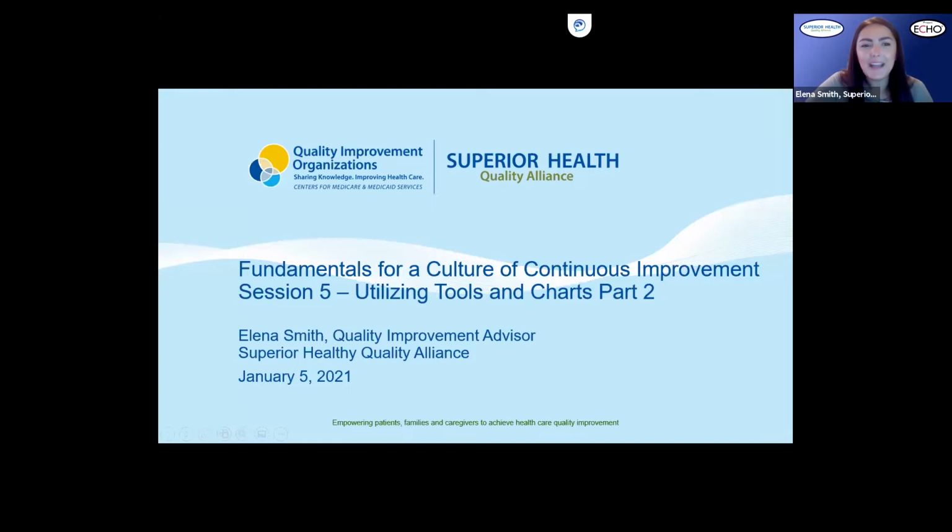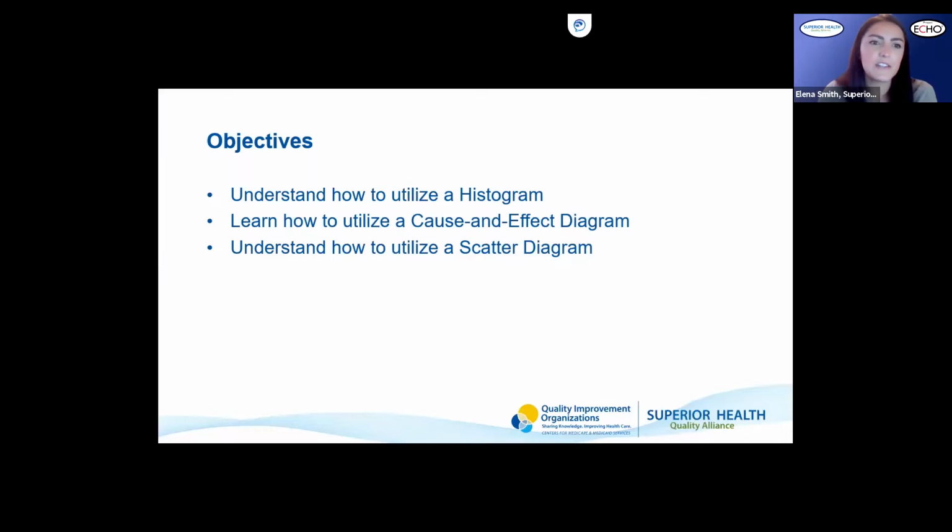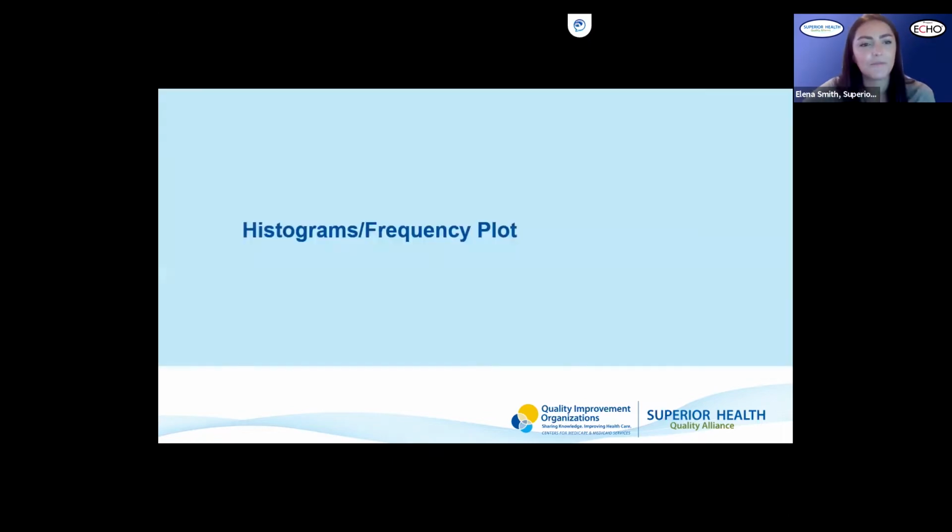Okay. So as Barb mentioned, welcome to Fundamentals for a Culture of Continuous Improvement, Session 5, where we'll have a continuation of what we talked about last week or 2 weeks ago on utilizing tools and charts. So today's objectives are to understand how to utilize a histogram and the different shapes you might see within a histogram, learn how to utilize a cause and effect diagram, and then using those cause and effect diagrams to use a scatter diagram. So that's what we'll be focused on today.